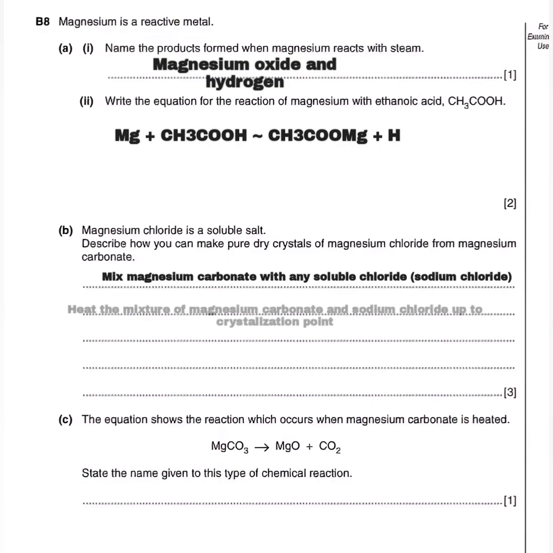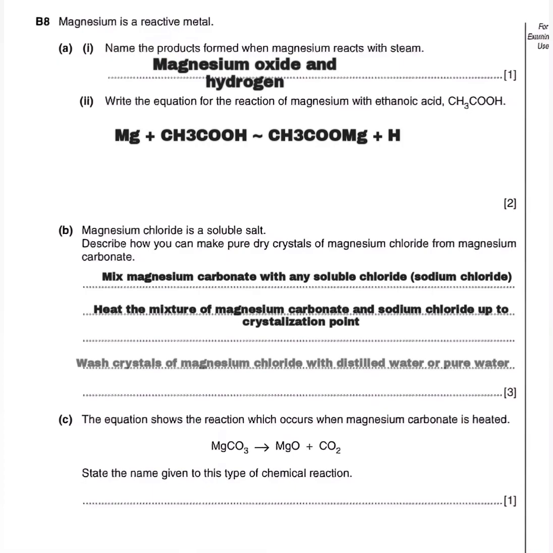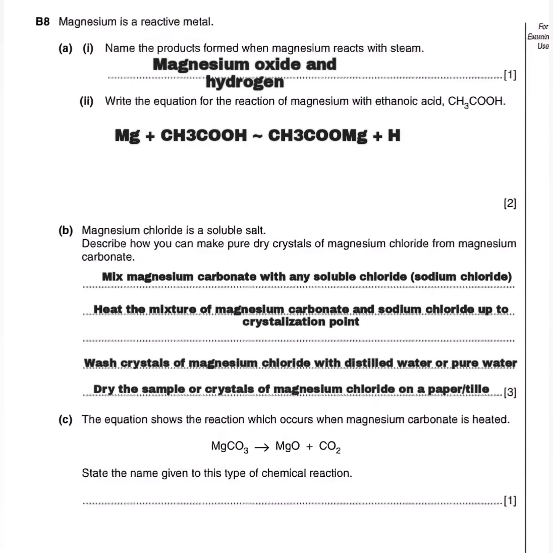Then after mixing magnesium carbonate with sodium chloride or with any soluble chloride, I need to heat the mixture up to crystallization point. Then after heating the mixture up to crystallization point, the crystals are going to be formed. So which means the next step, I need to wash the crystals. So in this case here, I'm washing the crystals of what? Magnesium chloride with distilled water or pure water. Then lastly, I need to dry the sample of magnesium chloride on a paper or a tile.